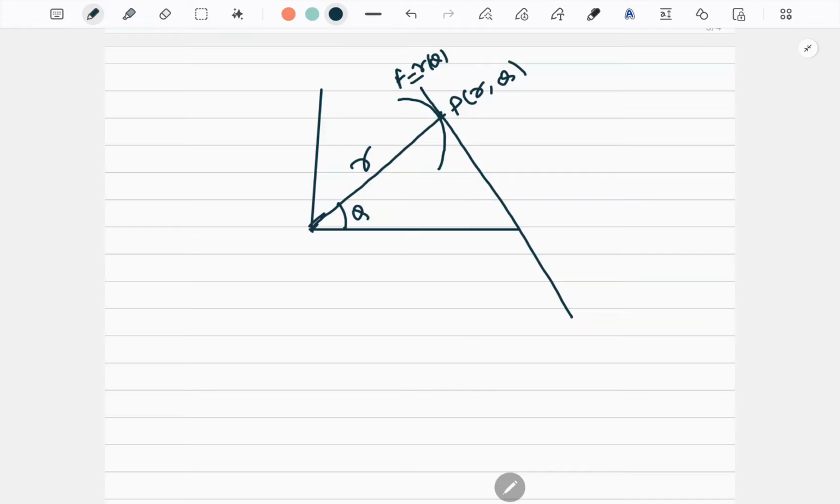Now, read the words very carefully. What I said was the angle between the radius vector, which means this, and the tangent, which means this line. So where is the angle? This is the angle.